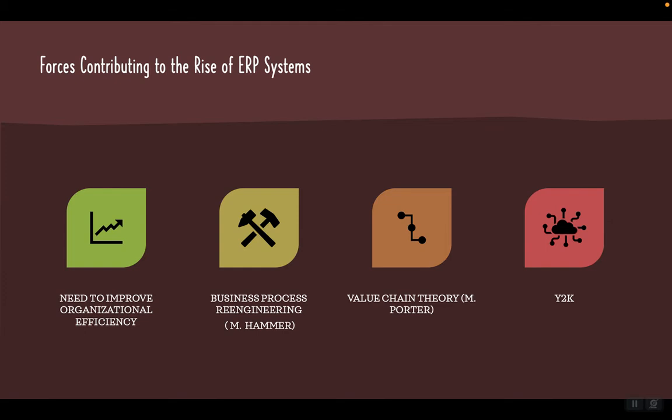And then from an academic perspective, a couple of different schools of thought were presented or brought forward around this time. One is we talked a little bit about Dr. Michael Hammer and what he called business process reengineering. There was also the value chain theory, which was Michael Porter.